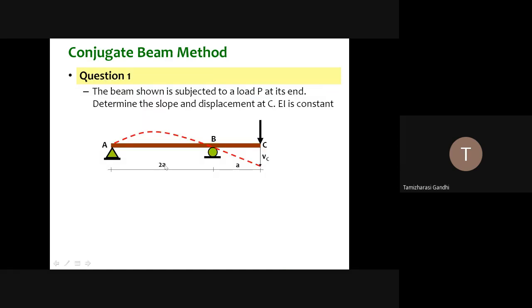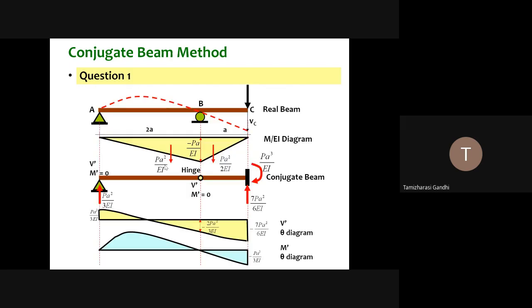Will not take much time. Now, why don't we directly go to solve the problems. We can see question one here. The beam is subjected to a load P at its end. Determine the slope and displacement at point C, where EI is kept constant. Now we are taking the approximate displacement profile of the beam. Don't worry about the next two diagrams. Just look at this diagram.